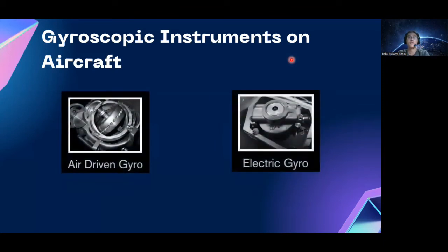These are driven with two kinds of gyroscope: the air-driven gyroscope, and the electric gyroscope. Mostly the air-driven gyroscope will drive the altitude indicator and heading indicator, and the electric gyroscope will rotate the turn indicator.